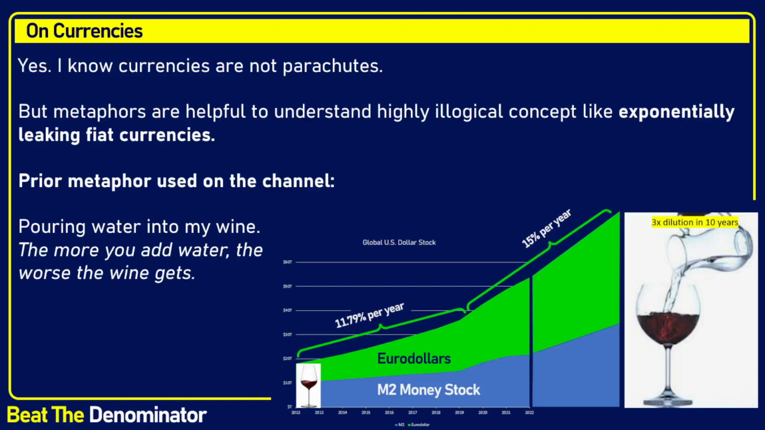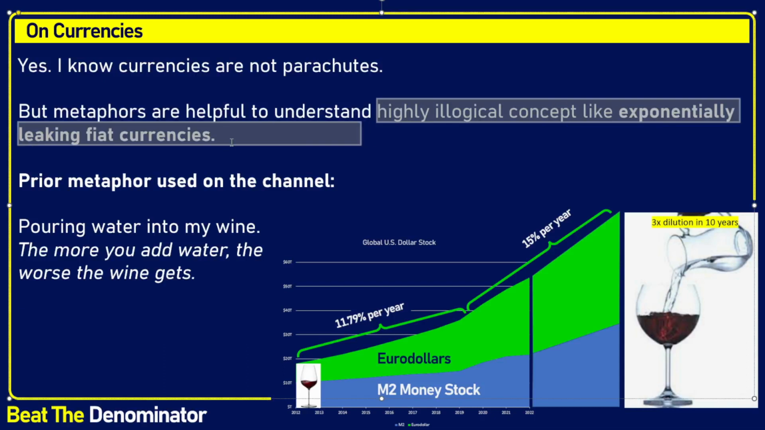Hello, everybody. So today I want to take a little bit of time to explain currencies as parachutes. I know currencies are not parachutes, but talking about highly illogical concepts like exponentially leaking fiat currencies, it's complicated if you don't use analogies. And I try to use analogies or metaphors to describe currencies, right?